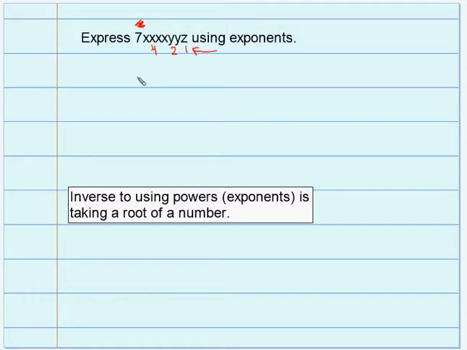To make this a little smaller, we're going to write 7, and then we have x. How many times is x a factor? It's 4. And how many times is y a factor? 2, and then z, and we don't put the 1 there. So it's 7x to the 4th power y squared z. And we can do this because it's repeated multiplication.